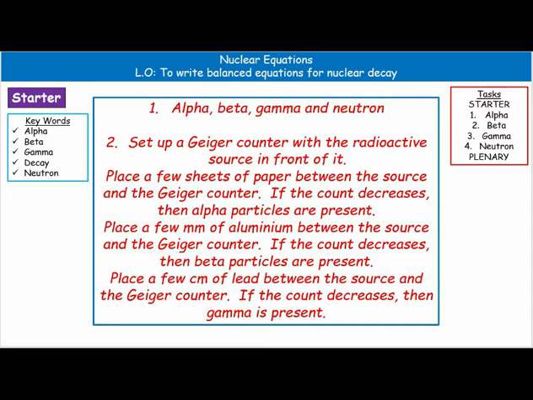Okay, let's check those answers then. So for question 1, hopefully we got alpha, beta, gamma and neutron. Give yourself a tick for each of those you got right, maximum of 4 obviously.